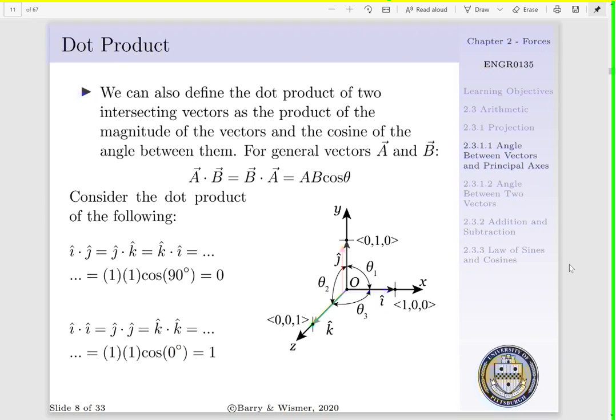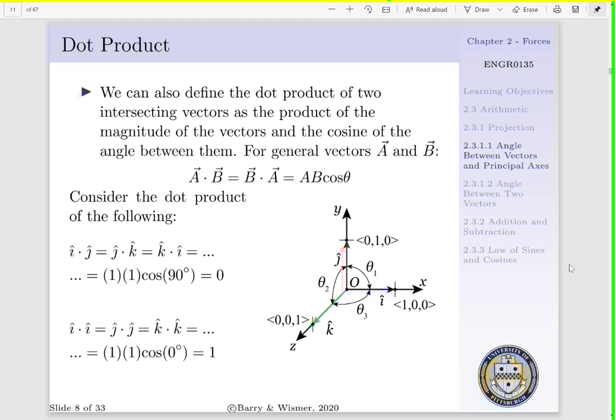Now, we can also define the dot product of two intersecting vectors as the product of the magnitude of those two vectors and the cosine of the angle between them. For two generic vectors, a and b, we can say a dot b is equal to the magnitude of a times the magnitude of b times cosine theta, where theta represents the angle between these two vectors. And we also see this is equal to b dot a. That is, the dot product obeys a commutative property.